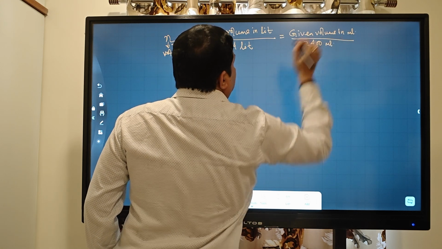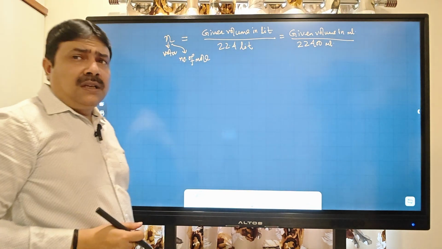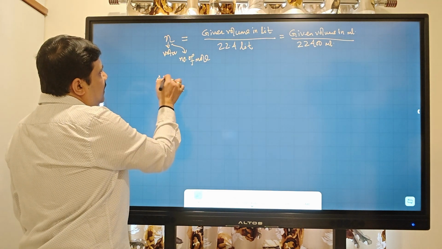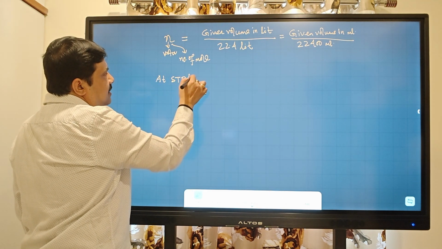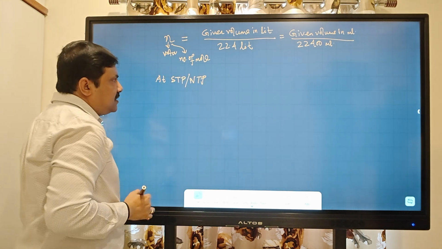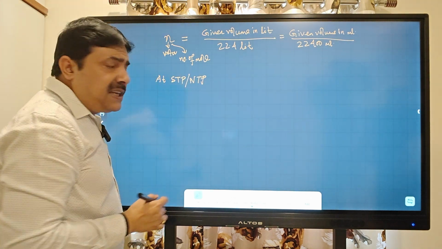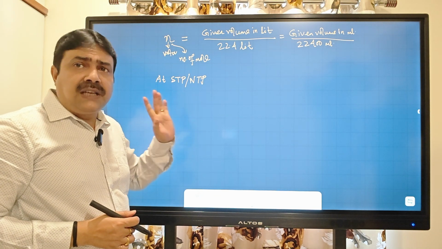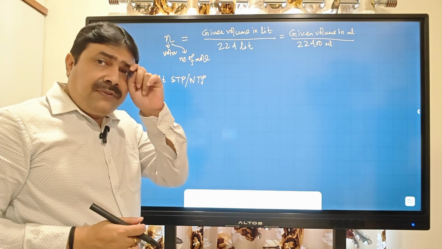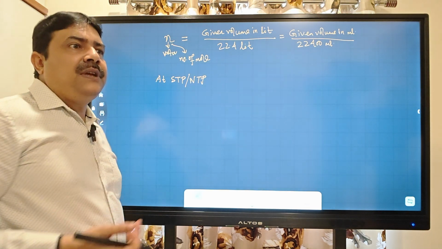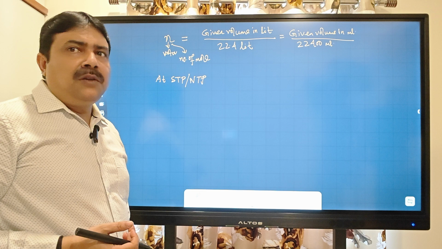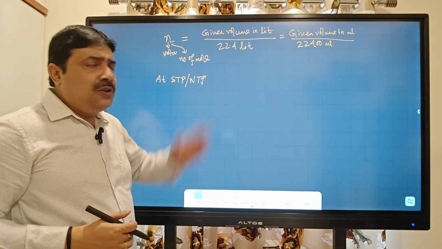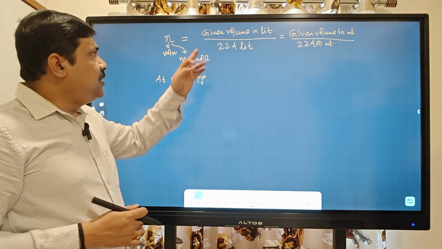22,400 ml. We can do it that way because it is observed experimentally at STP or NTP, standard temperature and pressure, or normal temperature and pressure. The difference is that in both cases the temperature is 273 Kelvin, but STP pressure is 1 bar and NTP pressure is 1 atmosphere. Bar and atmosphere differ slightly, since 1 atmosphere equals 1.013 bar. So there is a slight difference: at STP the actual volume is 22.7 liters, but at NTP it is 22.4 liters.